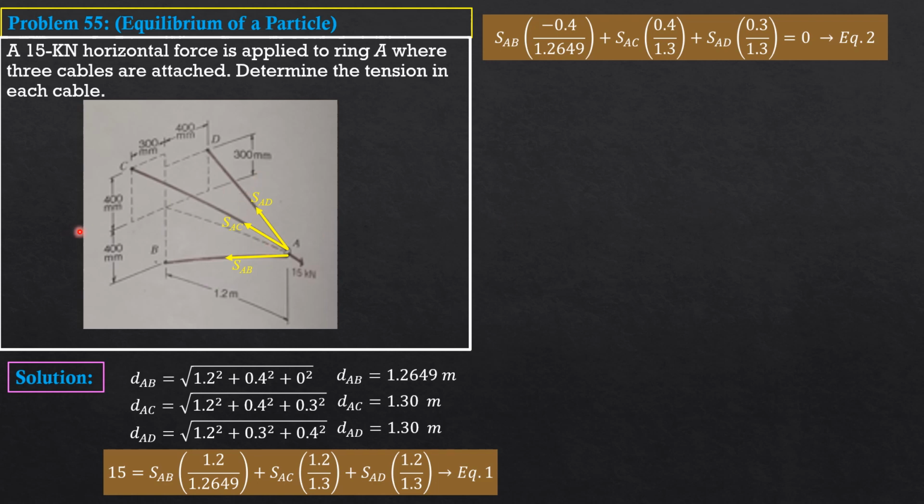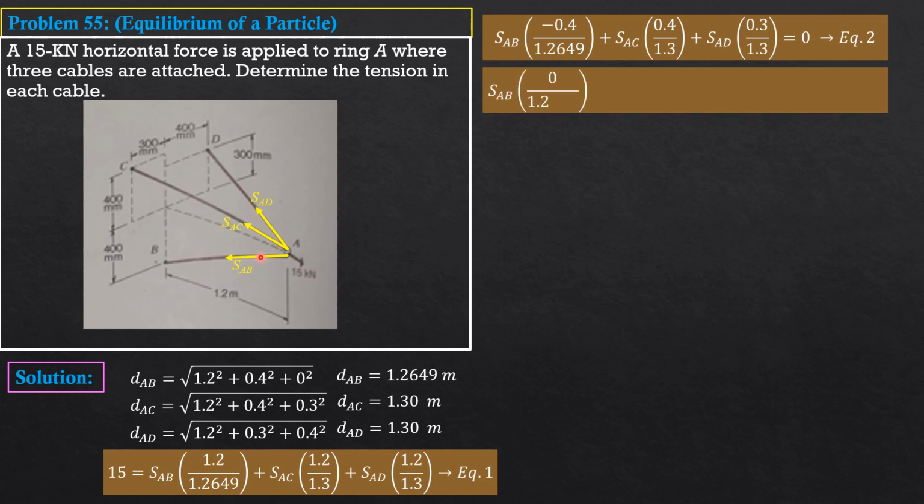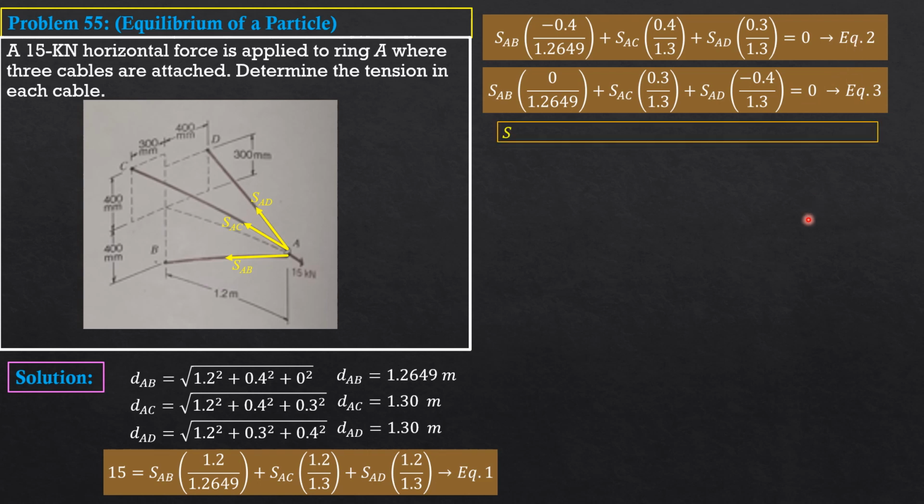And the last equation would be summation of forces along this axis. This is the positive direction. So S_AB times 0 over distance 1.2649, plus S_AC times 0.3 over distance 1.3, plus S_AD times negative 0.4, going backward, over 1.3 equals 0. Solving these three equations simultaneously, we have S_AB equals 7.458 kilonewtons, S_AC equals 4.906 kilonewtons, and S_AD equals 3.679 kilonewtons.